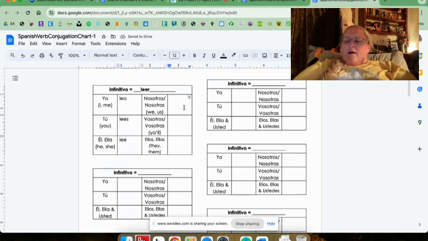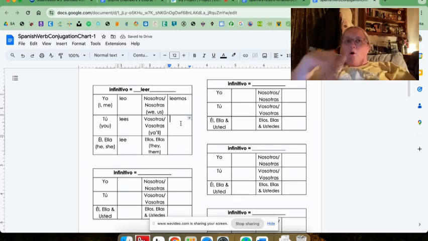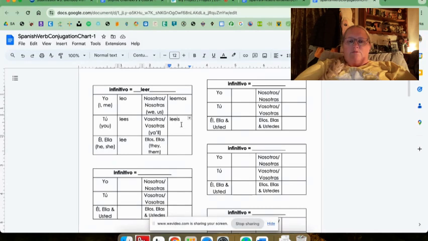And then if it was we read, we'd say leemos. If we were saying y'all read, or you all, or you as a group are reading, we would say leéis. And this E would have an accent mark over the top of it. I'm not going to take the time to insert that from my tools up here, but with your pencil, you should definitely add that accent mark on top of this E. And then on they read, we would say leen.